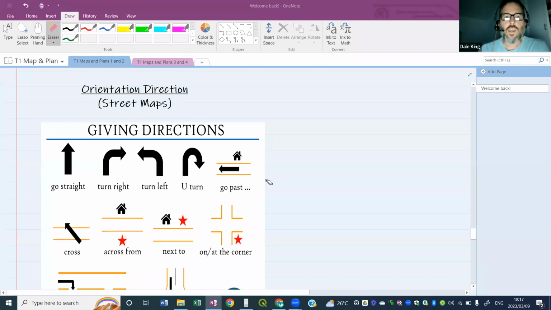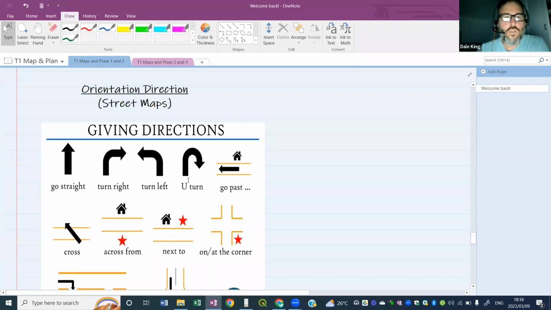So when we talk about orientation direction on a street map, we have to use these keywords here. Now you all know these keywords. We're going to run through them. So go straight. This is as if someone's asked you direction from one place to another, and you are on the side of the road and you're trying to explain to them. So you're orientating that person towards their destination. So we've got go straight, turn right, turn left. These are all words that you can use.